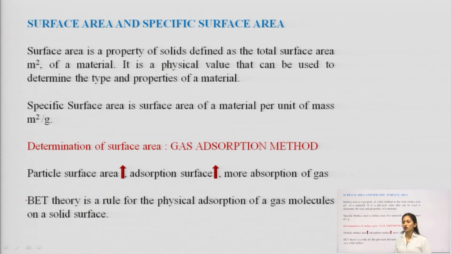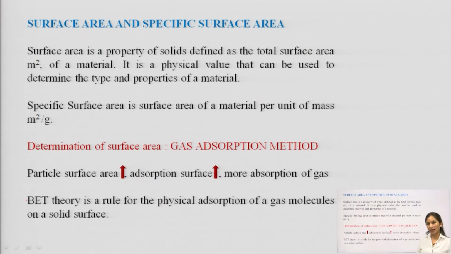So, how will you determine the surface area? There are two methods for the determination of surface area. One is the gas adsorption method and the second one is the air or gas permeability method. In this lecture we will discuss the gas adsorption method for determination of the surface area.